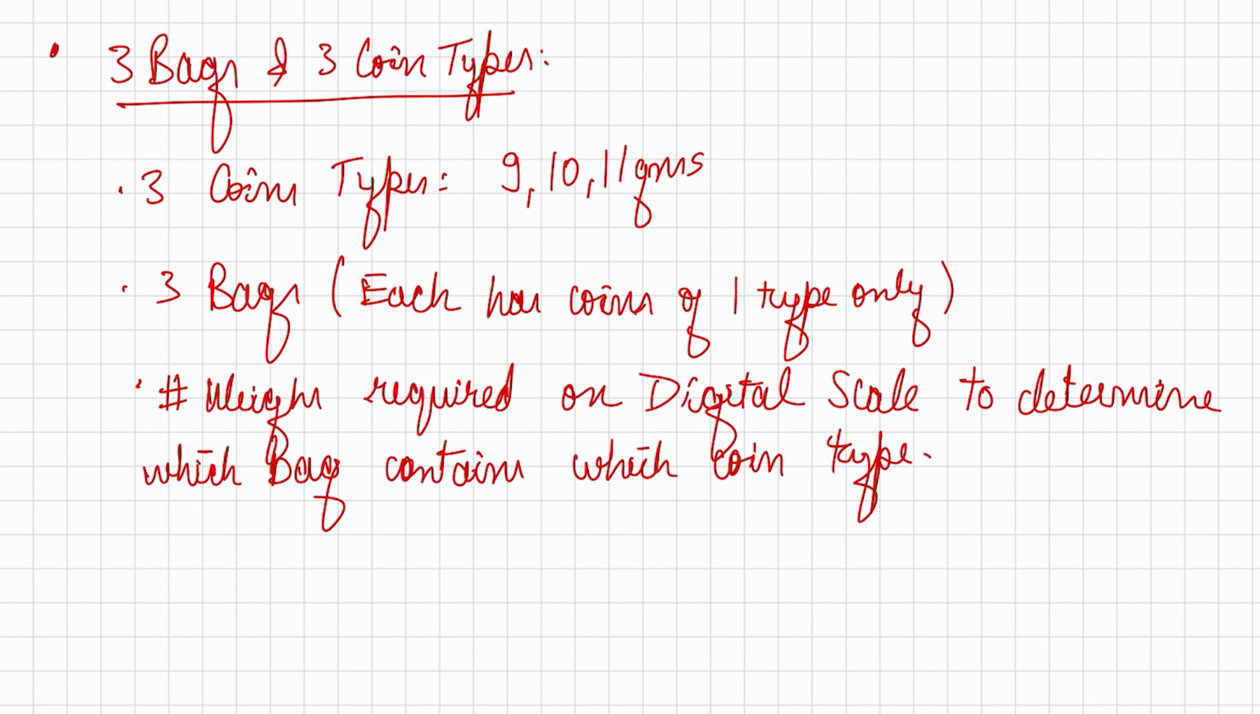Now, like I mentioned, there are 3 bags, and what we're required to find out is the number of weighings on the digital scale that we have to do. So the number of times we have to weigh on the digital scale such that we can find out which bag contains which kind of coins. All right, so let's see if you can do this question.